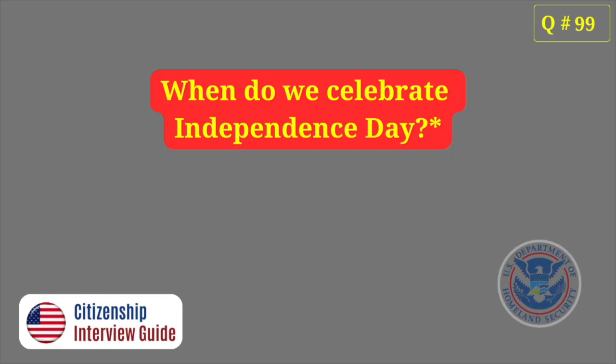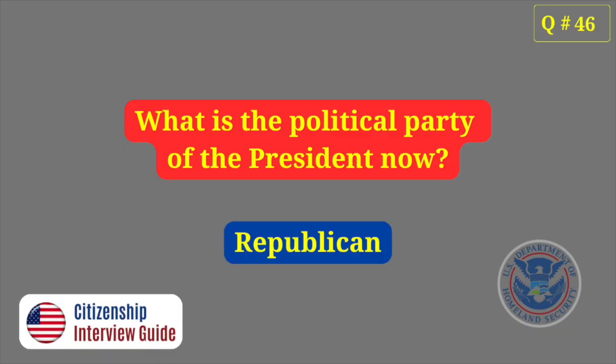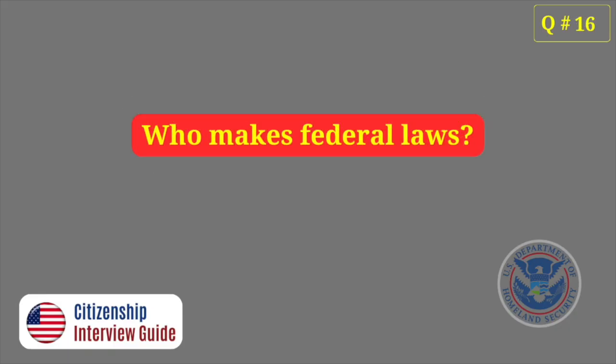When do we celebrate Independence Day? July 4. What is the political party of the president now? Republican. Who makes federal laws? Congress.